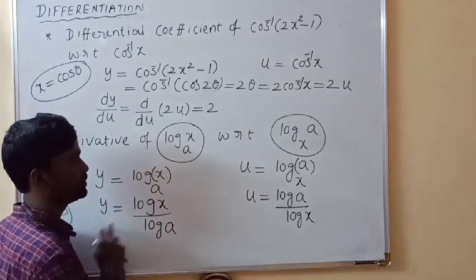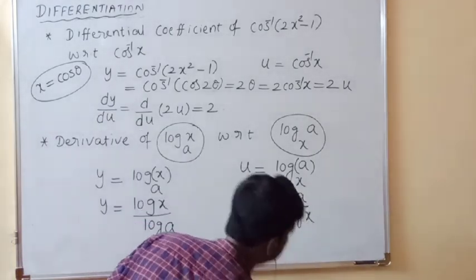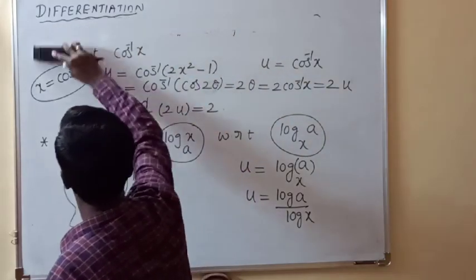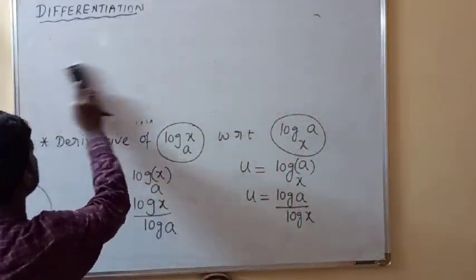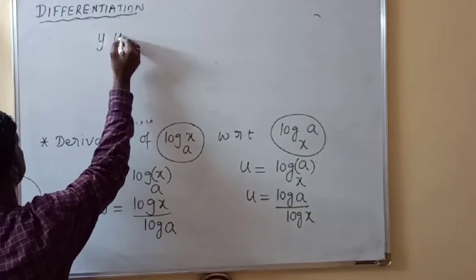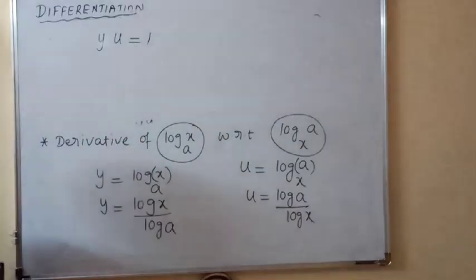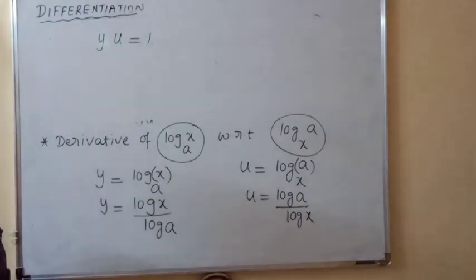if you multiply these two, what are you getting? 1 only, na? Multiplying these two, what are you getting? 1 only, na? If you multiply these two, what are you getting? 1. y into u is equal to 1. Means I am eliminating x. Now differentiate this equation with respect to u.